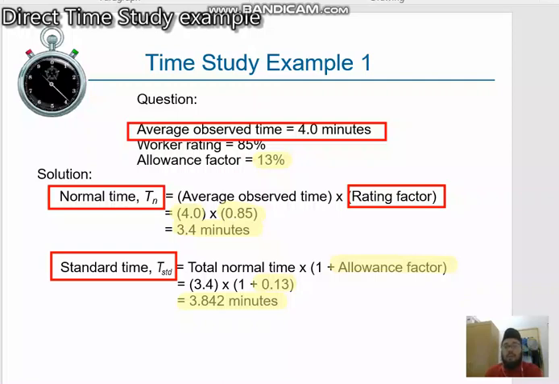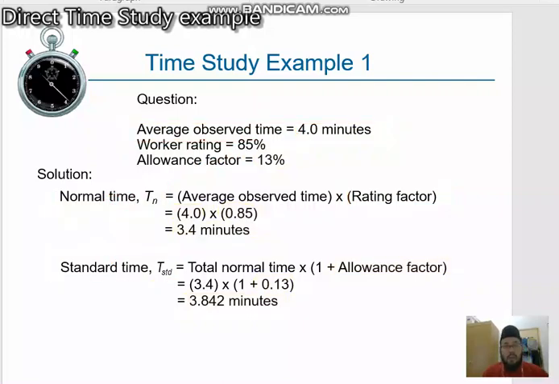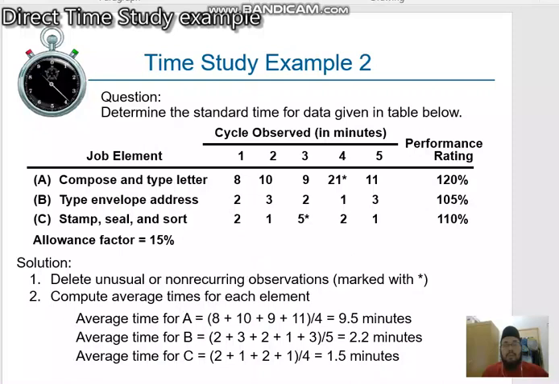Okay, so again, from the observation time, we determine the normal time using the rating factor. From the normal time, we determine the standard time using the allowance factor. We look at another example. Example number 2, question: determine the standard time for the data given in the table below.